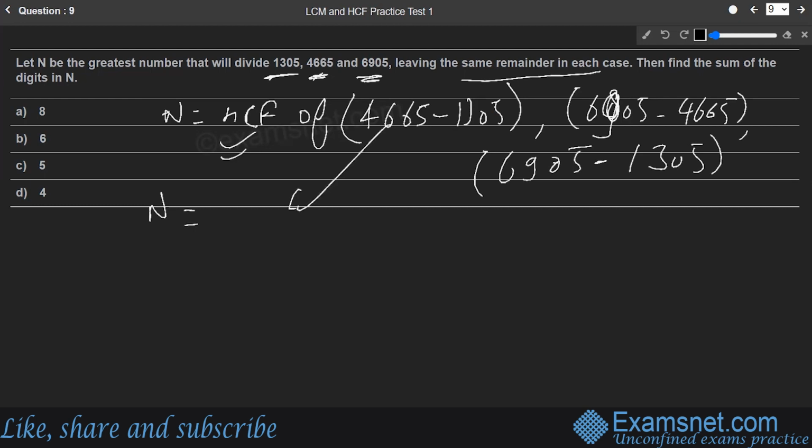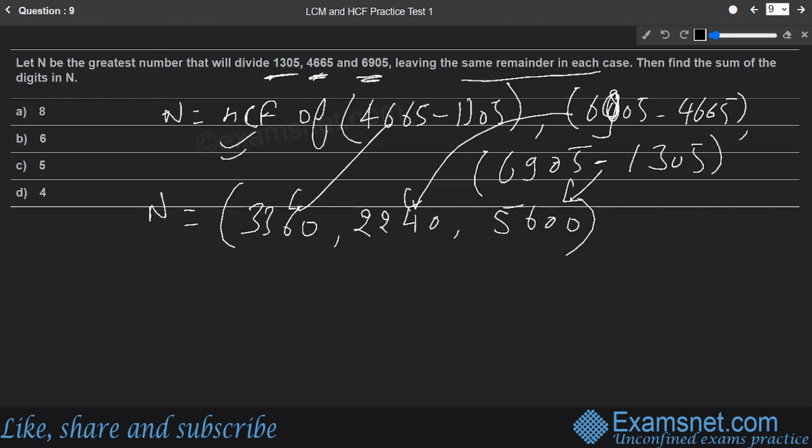The first difference, 4665 minus 1305, is coming as 3360. The second difference is coming as 2240. And the last difference is nothing but 5600. So these are the three differences coming. We are supposed to find out the HCF of all these three. These are very long numbers, so there can be another way of finding out the HCF. We use the divisor as the smallest number, which is 2240, and try to divide the second largest number. So 2240 divides 3360.